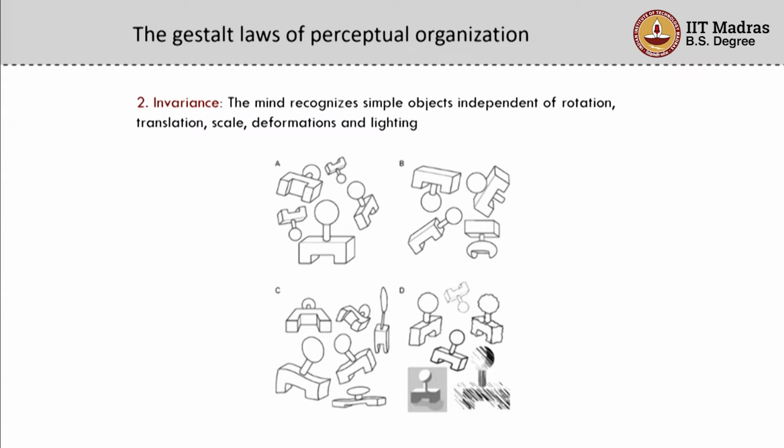Now, the law of invariance is important. You might not have come across it, as it's not as common. The mind recognizes simple objects independent of rotation, translation, scale, deformation, and light. So, we know that it is the same object in all the cases, irrespective of the scale, the distortions that it goes through, or the different types of rendering that you might use to represent them.